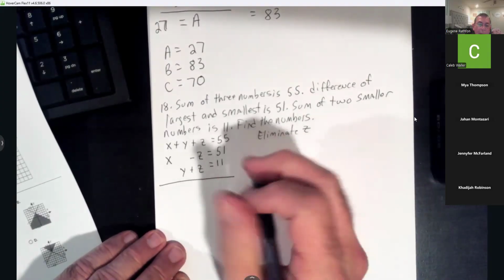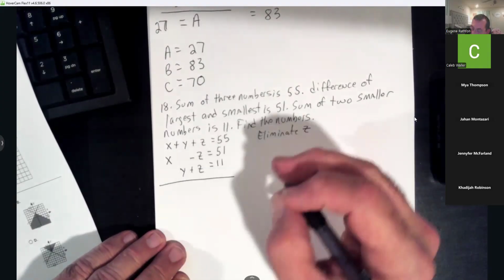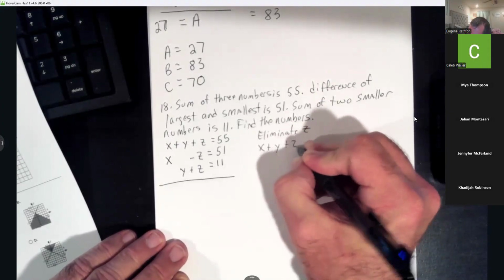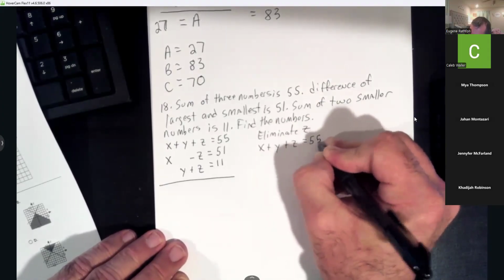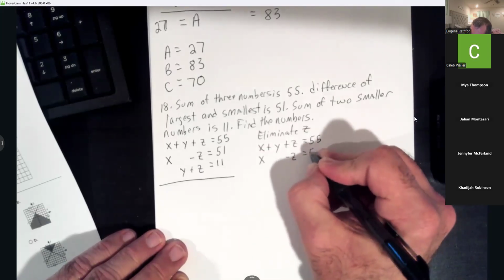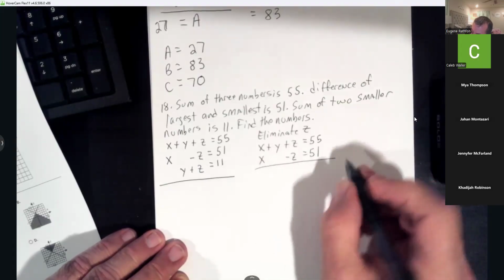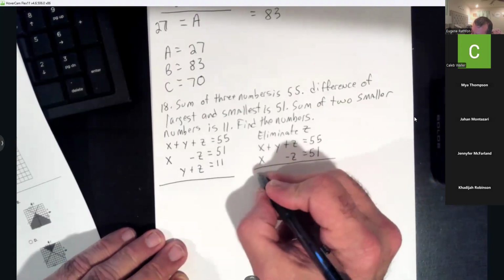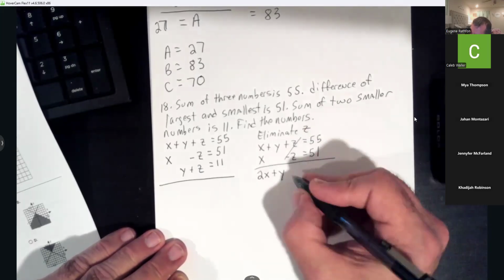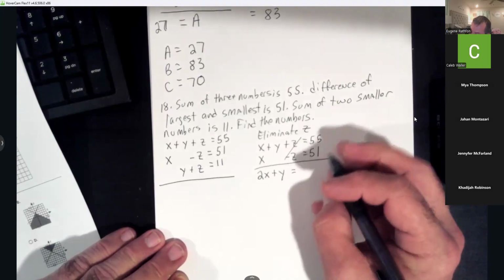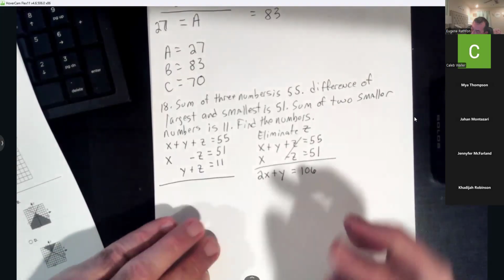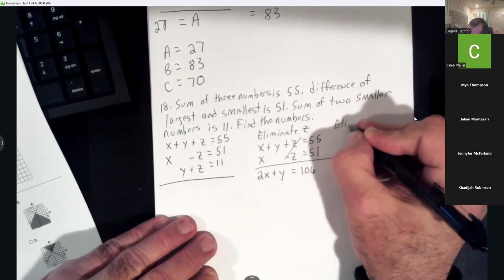So we got to do this twice. So first I'm going to add the first two equations. X plus y plus z equals 55. X minus z equals 51. But y'all look, that gives me 2x plus a y. The z's canceled, and 55 and 51 give me 106. All right, so we're going to eliminate z again.